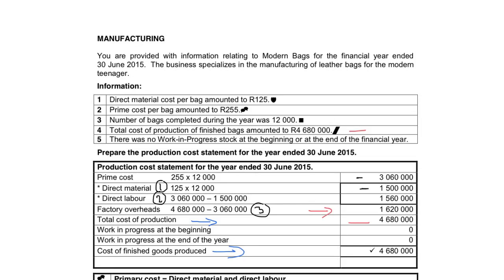So it is very important that when they give you a figure, you determine whether it's the total cost of production that was given or whether it was the cost of finished goods produced. Because in this case, the two figures are the same, but it won't be like that in every exercise.